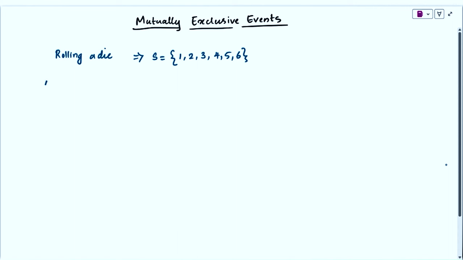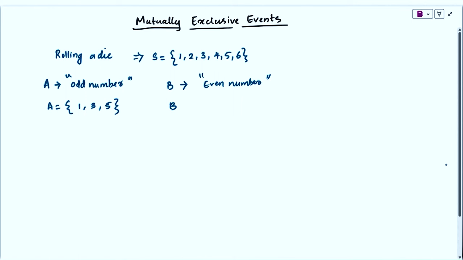Now, we are considering an event A, which is getting an odd number, and another event B, which is getting an even number. So we have a set A equal to the odd numbers in the set S. The odd numbers are 1, 3, 5, and the even number set is 2, 4, and 6.